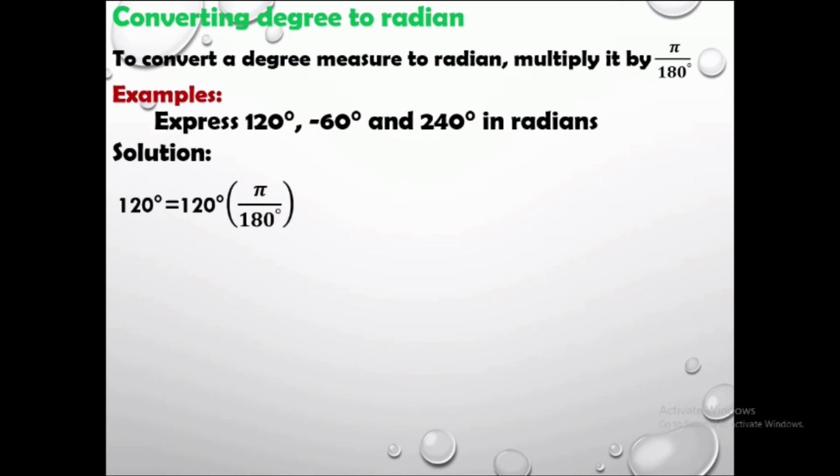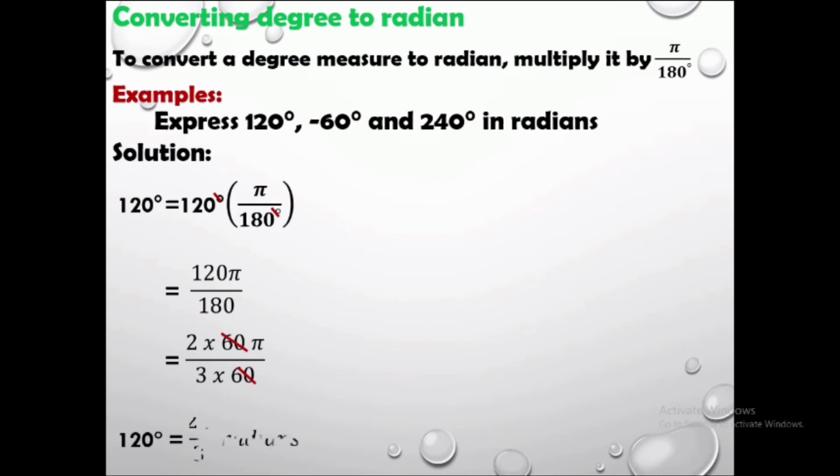120 degrees times pi over 180 degrees equals 120 pi over 180. To reduce this to lowest terms, get the greatest common factor of 120 and 180, which is 60. Cancel out 60. Therefore, 120 degrees equals 2 pi over 3 radians.